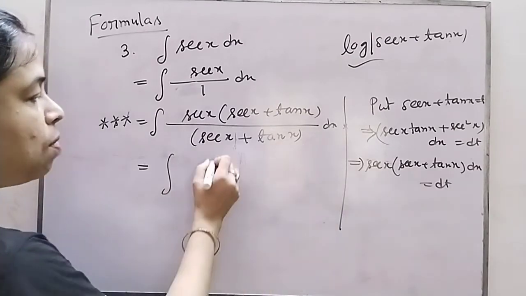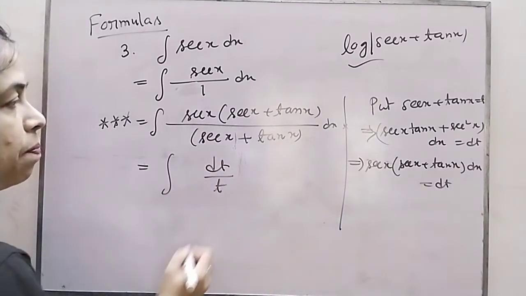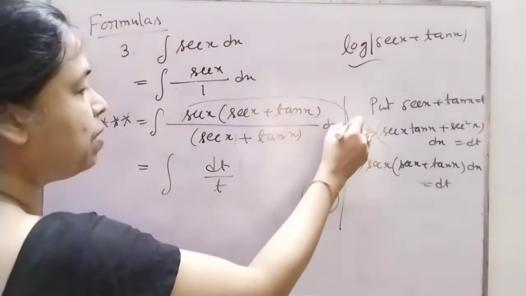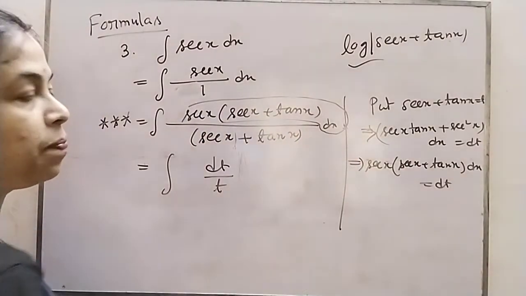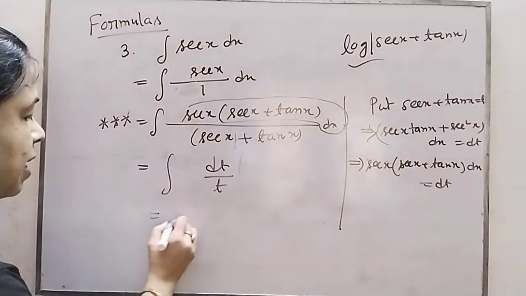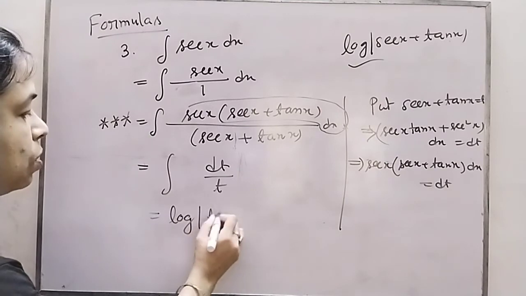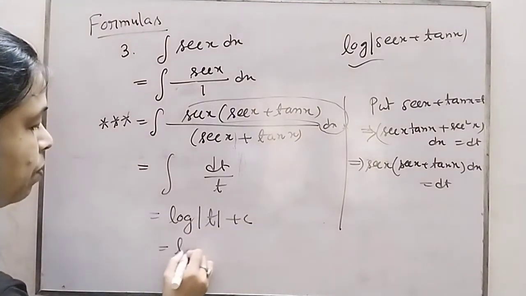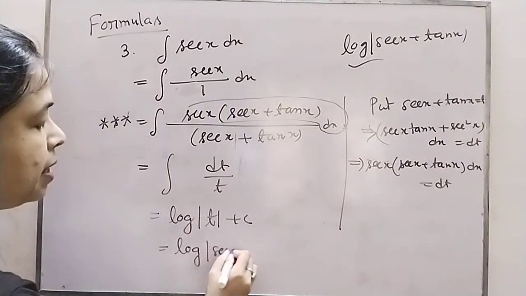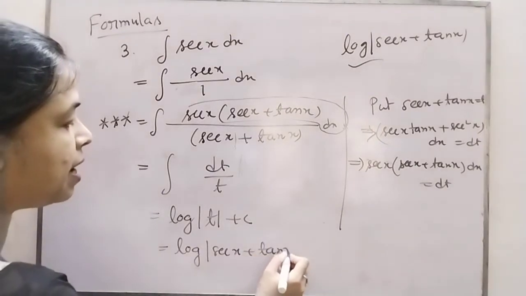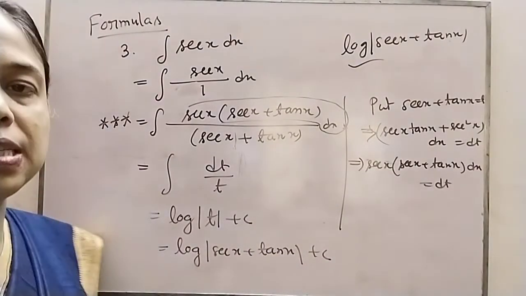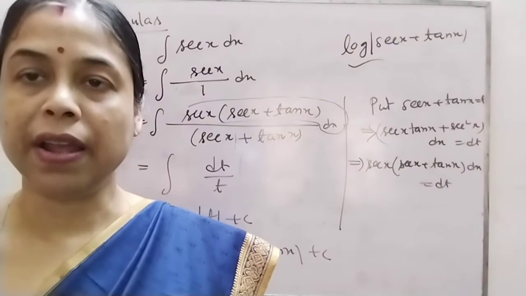Let us substitute here. The numerator is in this form, so it will be dt by t, because this expression together gives you dt. And that is equal to log of modulus of t plus c. Substituting the value of t, that is log of modulus of sec x plus tan x plus c. So this is the solution of formula number 3.